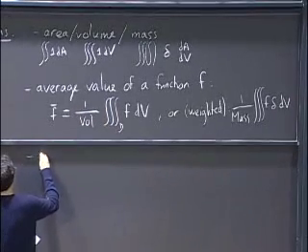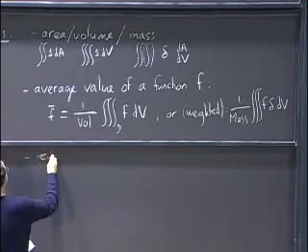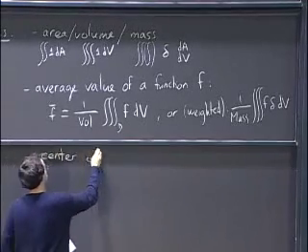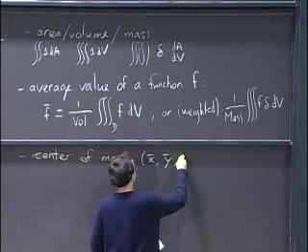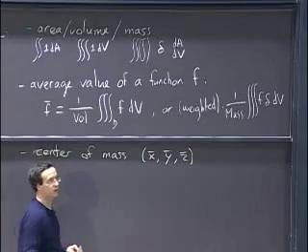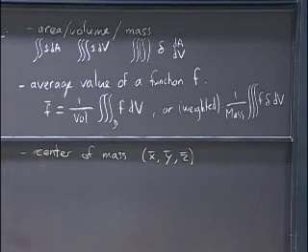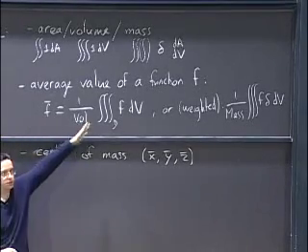Others we've seen, well, in particular we've seen the notion of center of mass. So the center of mass is just given by taking the average values of the coordinates, x bar, y bar, z bar. So it's just this formula, but taking x, y, or z as the function.